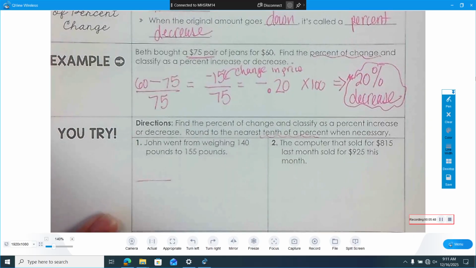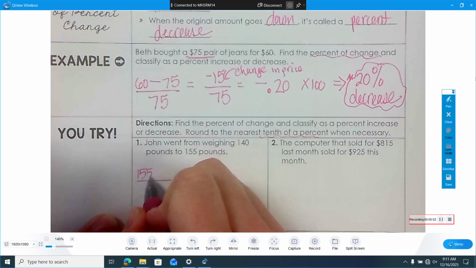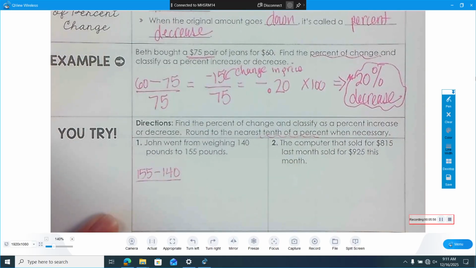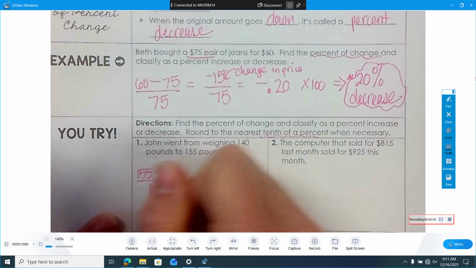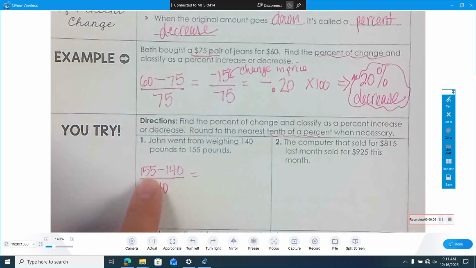So first I need to find the change in his weight. So I'm going to do 155 minus 140. That's his change in weight. And what was his original weight? 140. So 155 minus 140 all divided by 140. What is 155 minus 140?